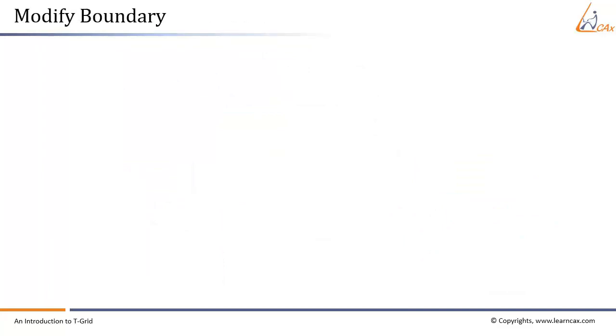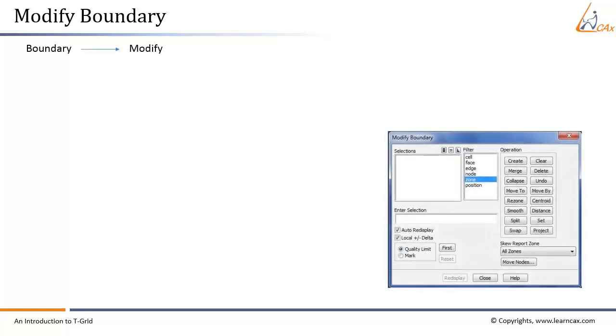Now, let's move to the Modify Boundary option. Go to Boundary and then Modify. It will open Modify Boundary window. Modify Boundary. It performs boundary repair operations on boundary mesh.